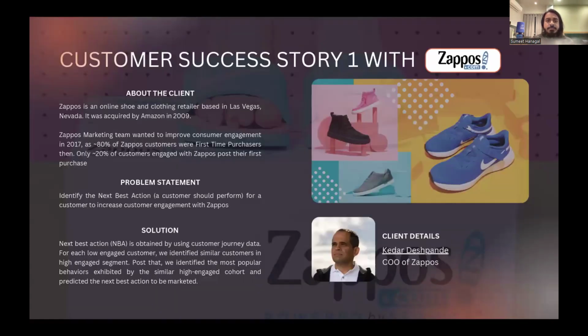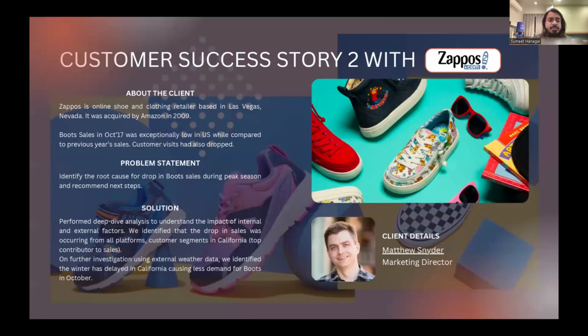So one of the projects we worked on with Zappos, which is a subsidiary of Amazon, like I mentioned: we helped the client identify what the next action the customer would be taking based on their historical data. So we analyzed their customers' entire journey and we provided recommendations accordingly. The next one was again for Zappos, where during December, there was a drop in boot sales, and we analyzed various factors, right from external factors to competitor data, and concluded that this is not happening because of something internal within the company, but due to external factors.